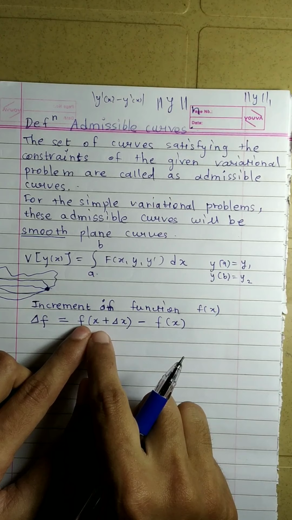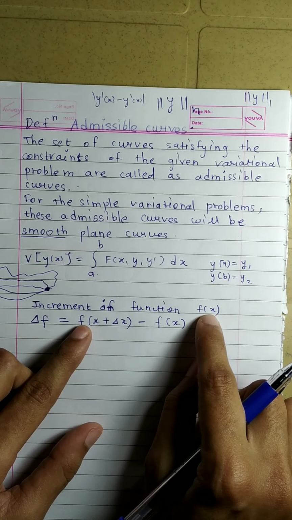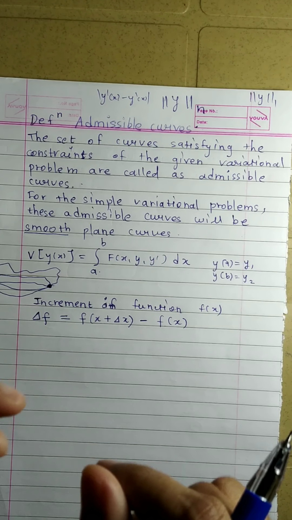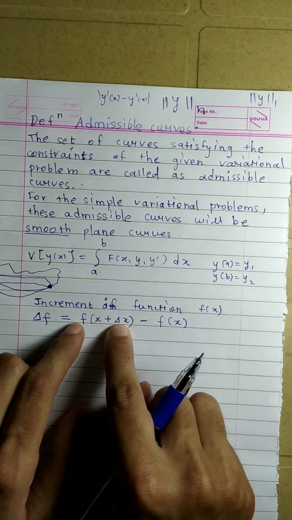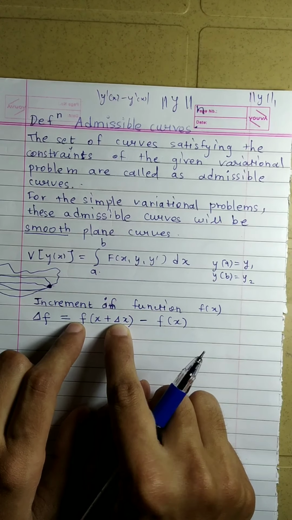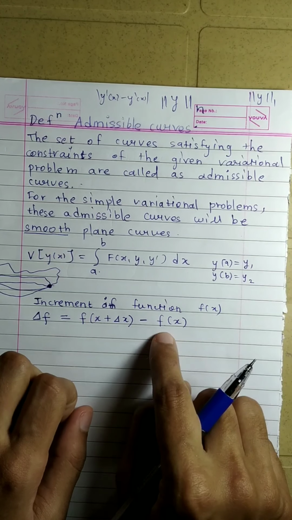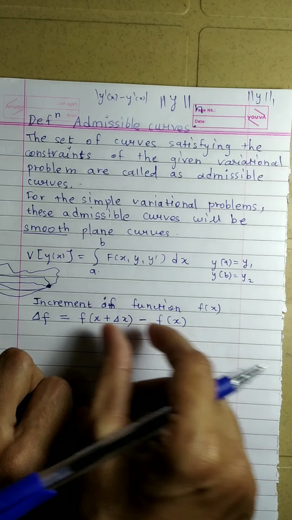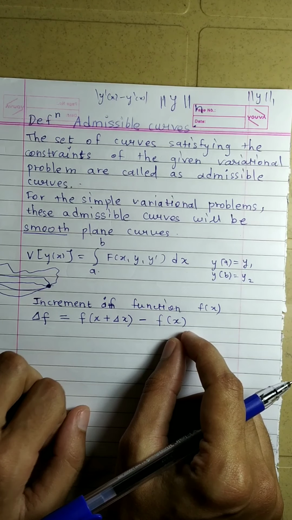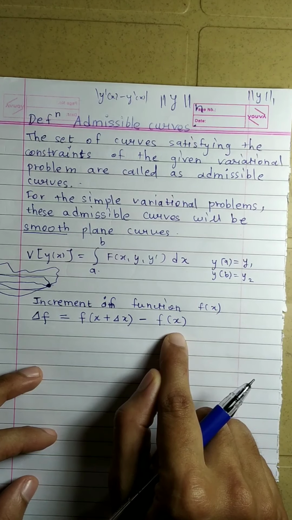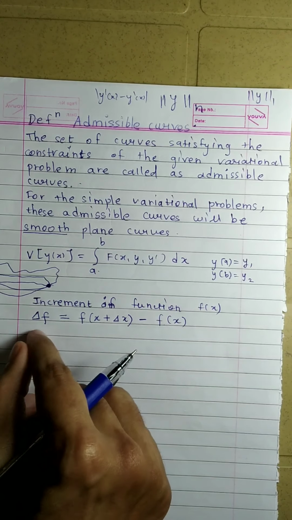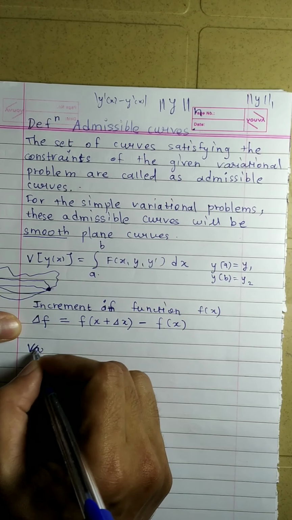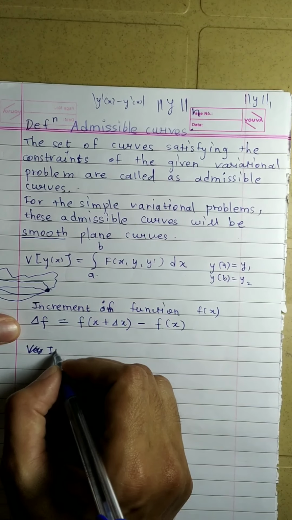See, x is the argument of the function f of x. To x we have added some value, we have increased the value of x. Okay, and at that point we have evaluated the function f, and this f is evaluated at the point x. Okay, and this difference is called the increment. That means the change from the original value is given by this.